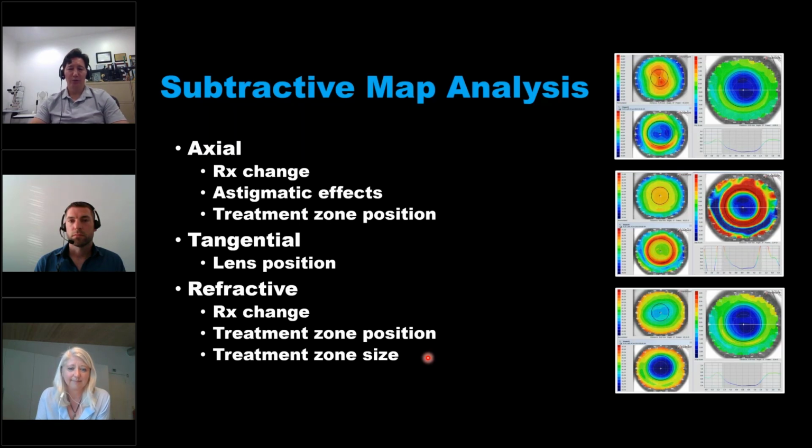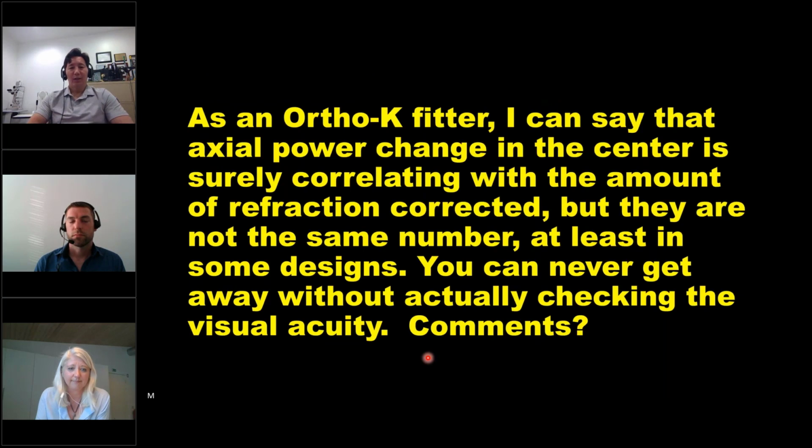If you want to just focus on two, you may not be missing that much by using just axial and tangential. This was more of a statement rather than a question, but I thought this was a really good point that would be worth us discussing. As an ortho-K fitter, I can say that axial power change in the center is surely correlating with the amount of refraction corrected, but they are not the same number, at least in some designs. You can never get away without actually checking visual acuity. So a great comment that I thought was worth discussing.